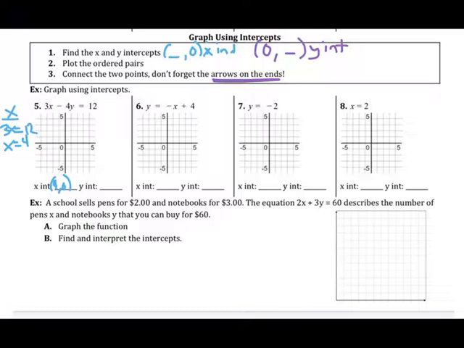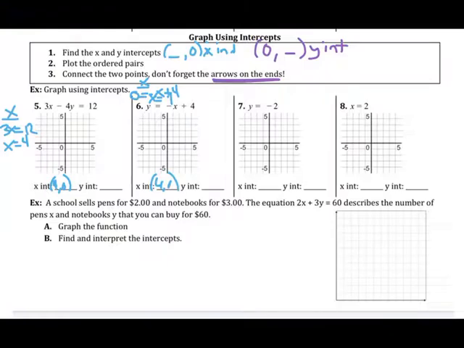I'm actually going to just keep going and find the x-intercept on each problem. So here, to find the x-intercept, I'm plugging in 0 for y. So 0 equals negative x plus 4. If I add x to both sides, x equals 4 is going to be my intercept again, (4, 0).